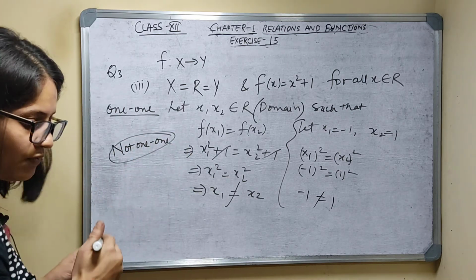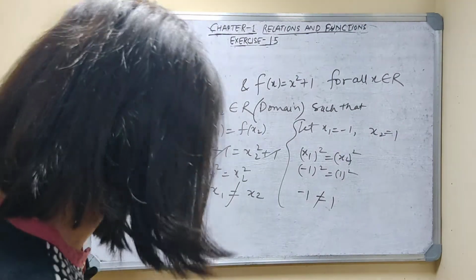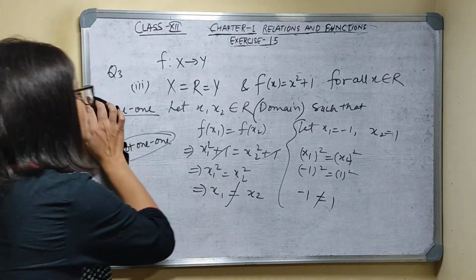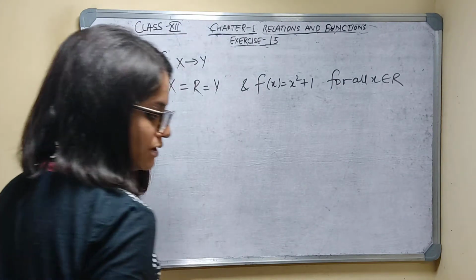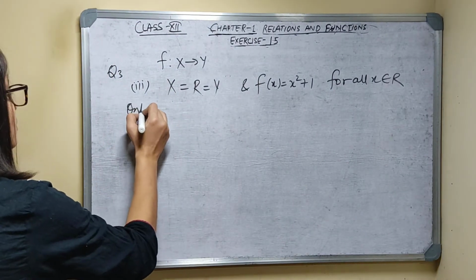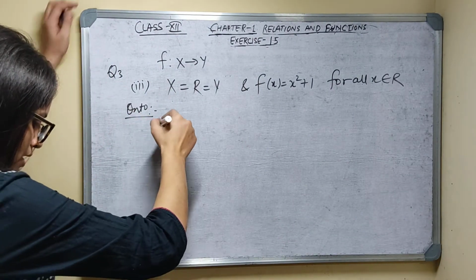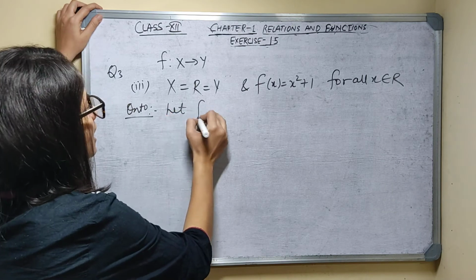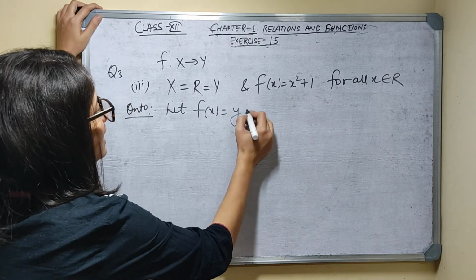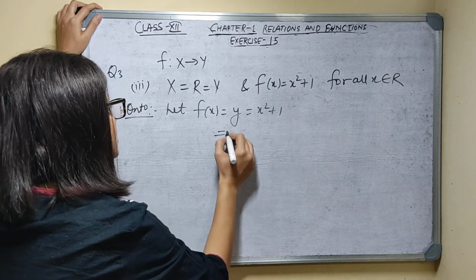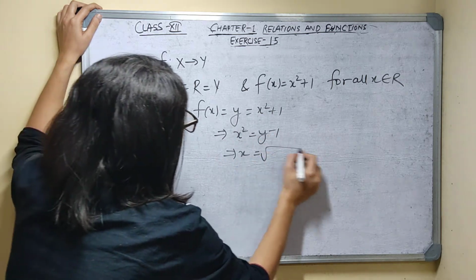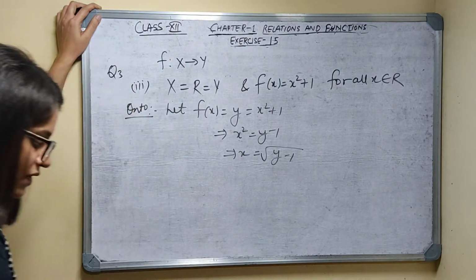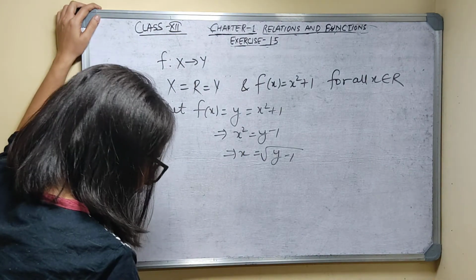Is it clear? Now we have to prove onto or not. We have to check for onto. Let f(x) be equal to y, so y is equal to x square plus 1. So x square is equal to y minus 1, or x is equal to root of y minus 1.